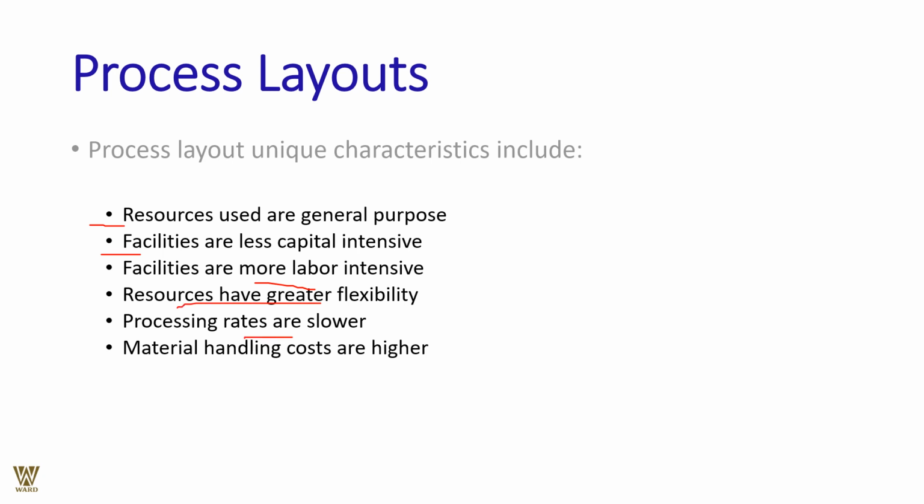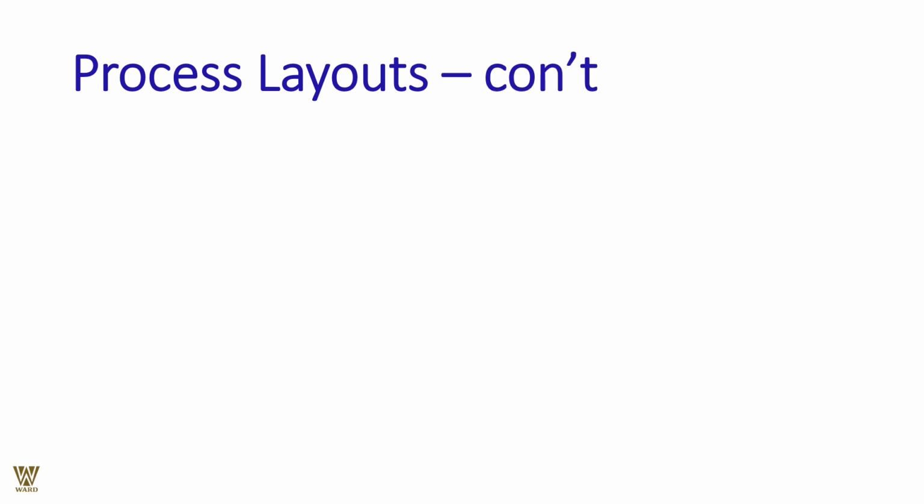Process rates are slower, it takes more time to process, and material handling costs are very high. So you need to keep your inventory at a bare minimum, or I should say you should always keep a check on the inventory, because any spillage, any wastage out there, costs huge onto the productivity and profitability of the firm. So yes, resources which are for general consumption, facilities which are either less capital intensive or more labor intensive. Similarly, resources having greater flexibility, processing rates being slower, and material handling costs are higher.